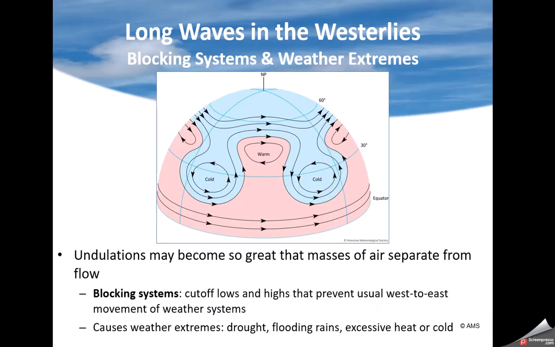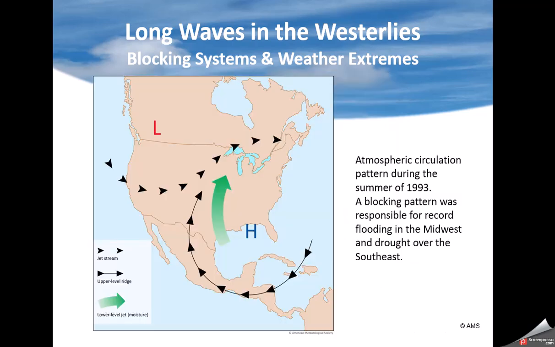You can also get blocking patterns where the flow basically is moving along and just can't go anywhere. It's blocked. These cause extreme flooding. They also cause really warm or cold air for long extended periods of time. Here was a pattern that developed in '93, had lots of moisture coming up into the Midwest in the spring and early summer, and it produced tremendous rainfall, flooded the Mississippi River and a lot of that area because the pattern just locked in there.